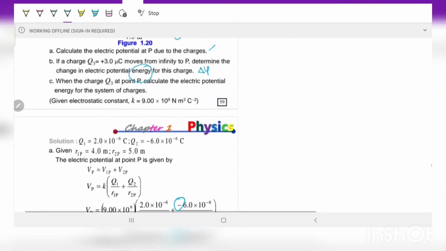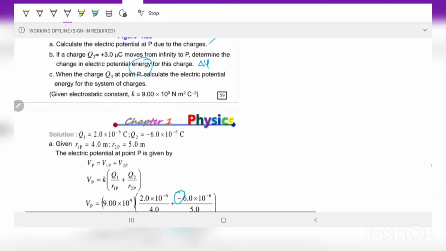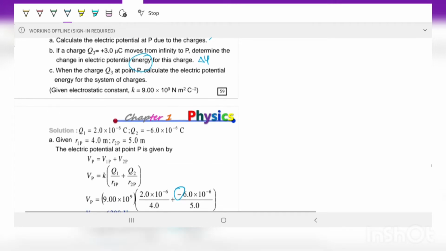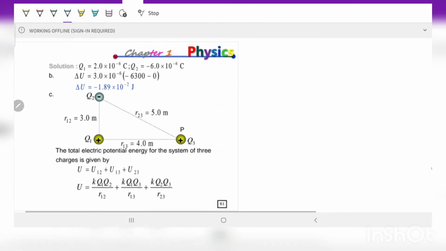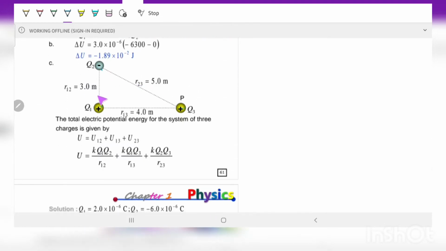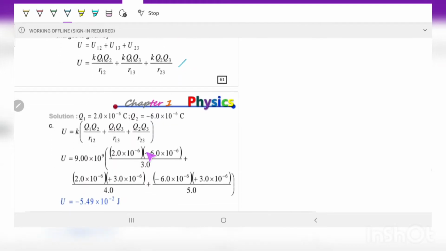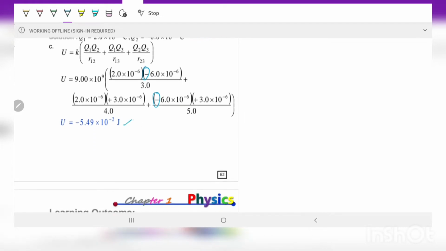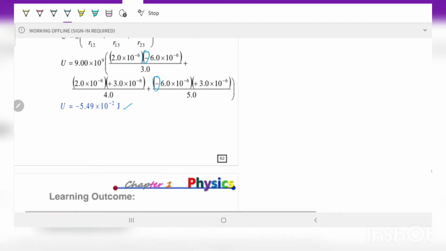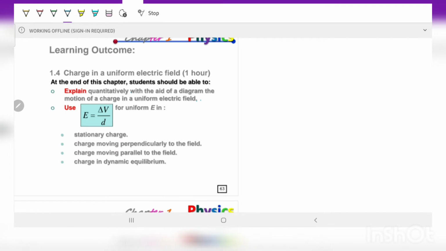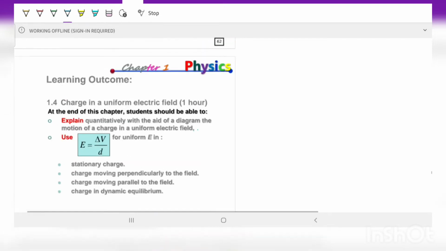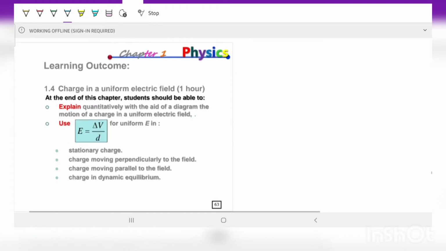Okay, next C, when the charge Q3 at the point P, calculate electric potential energy for the whole system. So actually U, ini very simple lah nak cari U. So semua ada 3 charges kat sini, so kita akan dapat 3 pair. Masukkan ketiga-tiga pairing tersebut, jangan lupa letak dia punya sign of charges sekali. So dapat negatif 5.49 10 power negatif 2. Habis sampai situ sahaja. So senang je, U ni dan juga V.